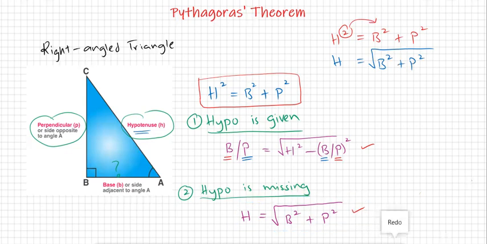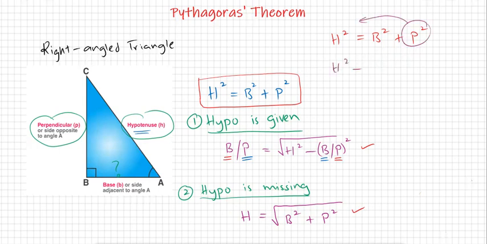Similarly, if I have to find out, let's suppose, the base. Again, using the same formula, I will shift this perpendicular square to the opposite side, and it will become h square minus p square equals b square. Now this square, when shifted to the opposite side, becomes a square root. Square root of h square minus p square equals b. So you can see from the hypotenuse square, you are subtracting the other side.